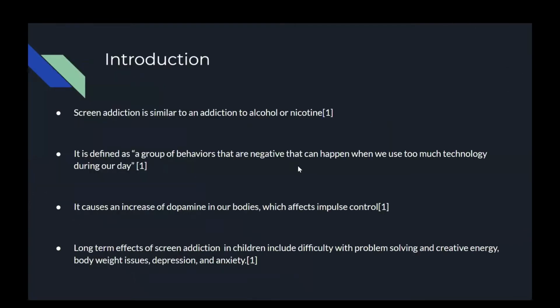So screen addiction works the same as other addictions. Screen use causes an increase of dopamine in our bodies, which affects impulse control. Over time, our bodies can't produce dopamine the way it did before, and we form a reliance on the dopamine hits caused by screen use. Long-term effects of screen addiction in children include difficulty with problem solving and creative energy, body weight issues, depression, and anxiety.